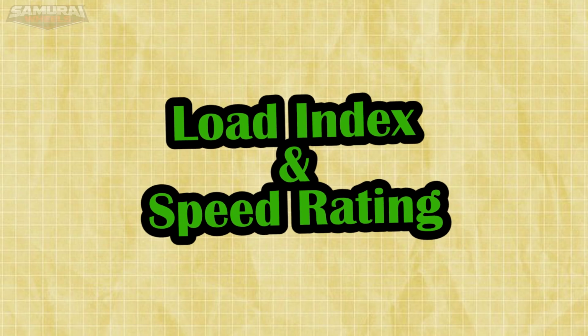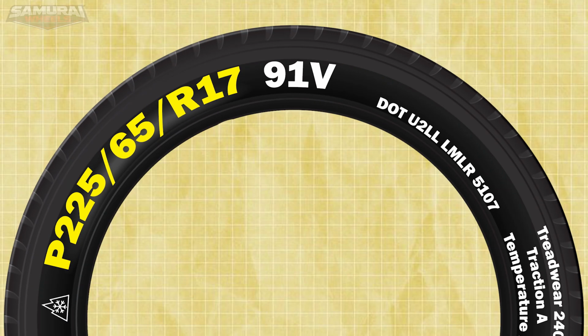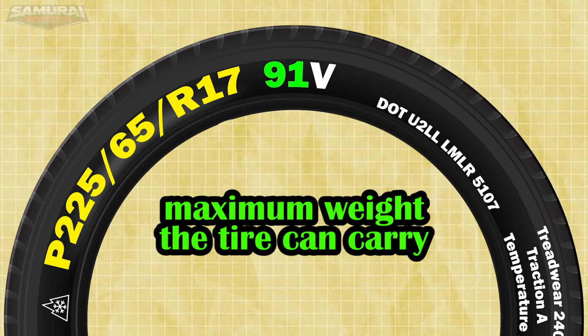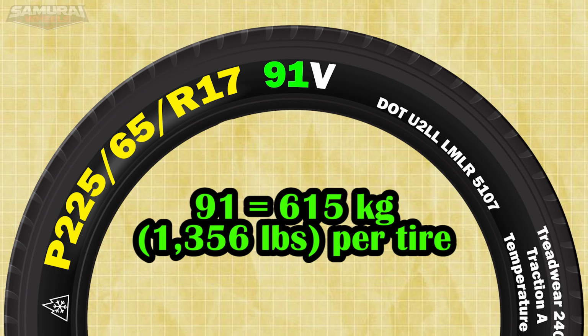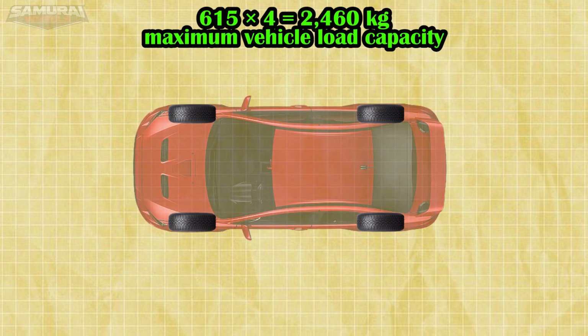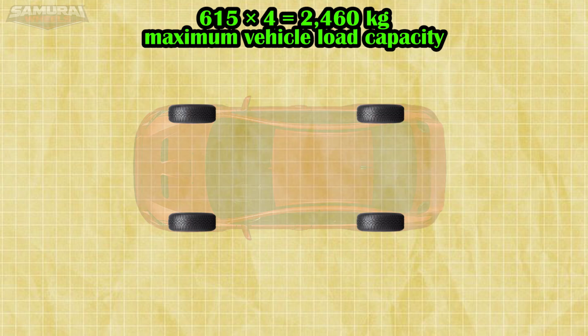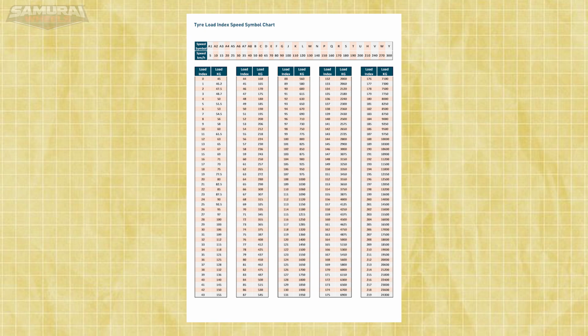Load index and speed rating. Load index: a numerical code, for example, 91, indicates the maximum weight the tire can carry at the speed specified by the speed symbol. They are universal but slightly different in some regional standards. 91 equals 615 kilograms, 1,356 pounds, per tire. So for 4 tires, 615 times 4 equals 2,460 kilograms maximum vehicle load capacity. You can check any load index using a standard load index chart.